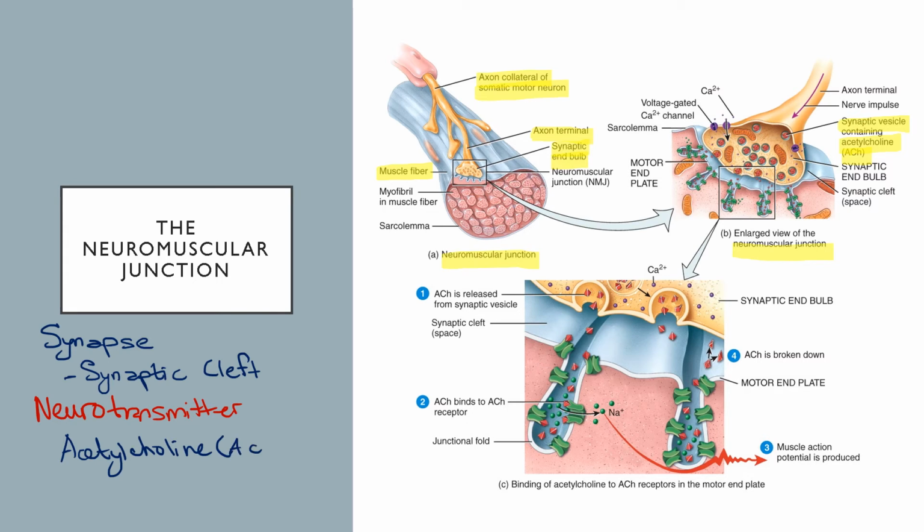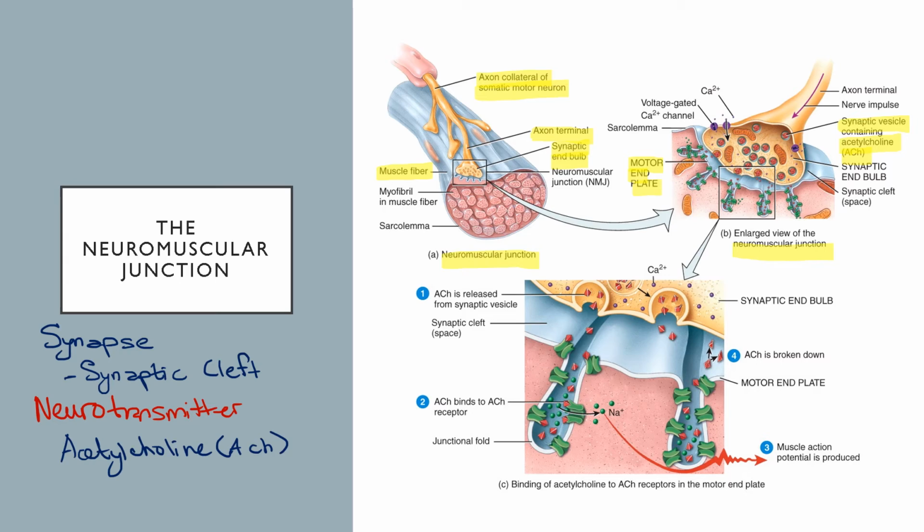So this is going to be our chemical messenger at the neuromuscular junction. Now the region of sarcolemma just opposite the synaptic end bulbs is called the motor end plate. So this is part of the muscle. This is the muscle fiber part of the neuromuscular junction.